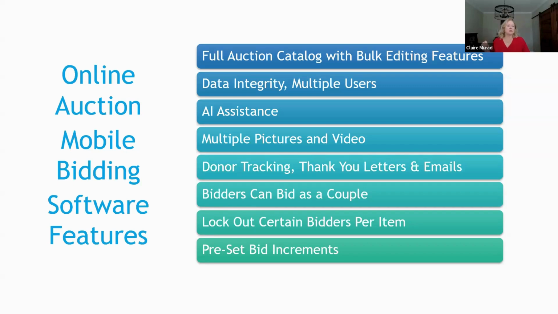This doesn't seem like a big deal, but there's some software platforms out there that do not allow this. You can only bid as an individual. So my husband and I each have individual accounts, and we could technically be bidding against each other. So we don't want that. We want the bidders to be able to bid as a couple.